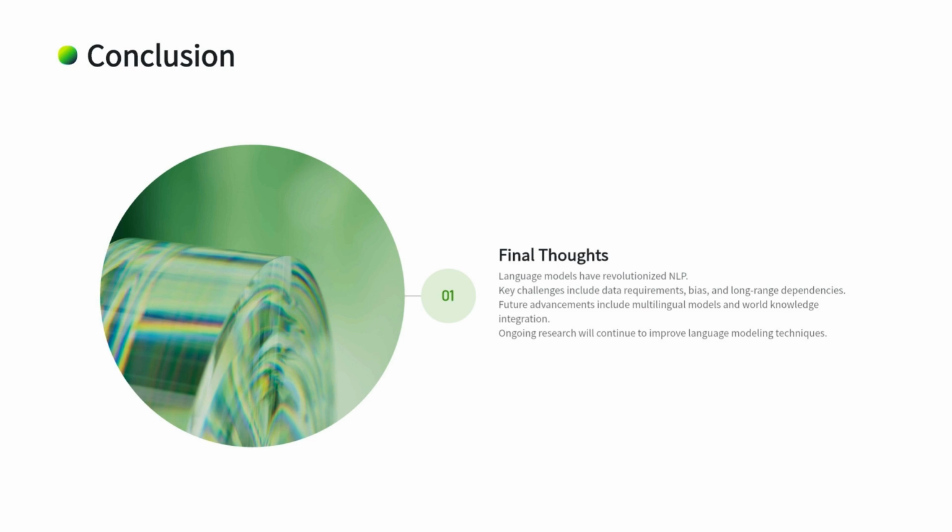In conclusion, language modeling has been foundational to the success of NLP, with models like BERT, GPT, and T5 pushing the boundaries of what's possible in natural language understanding and generation. Despite significant progress, challenges such as data scarcity, bias, and handling long-range dependencies remain. The future holds exciting opportunities in multilingual models, zero-shot learning, and improving ethical considerations in AI systems.